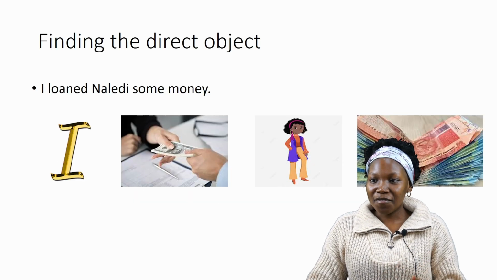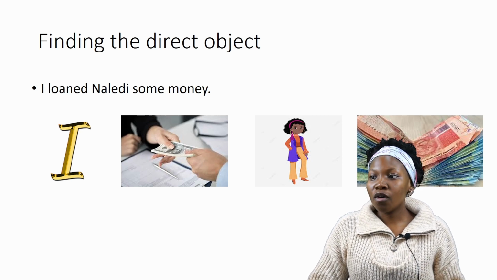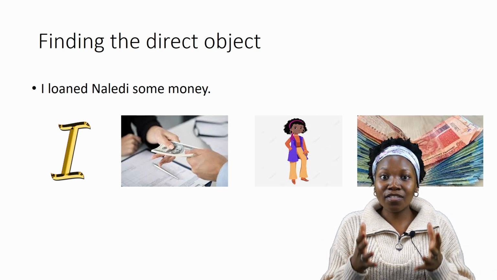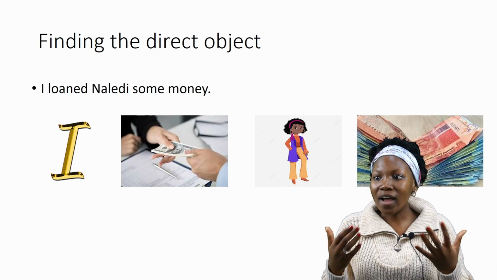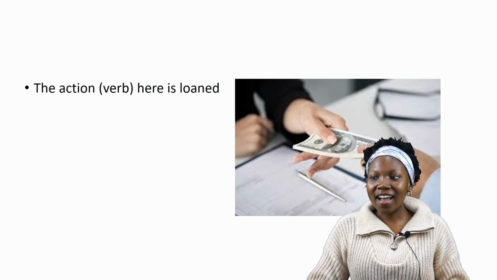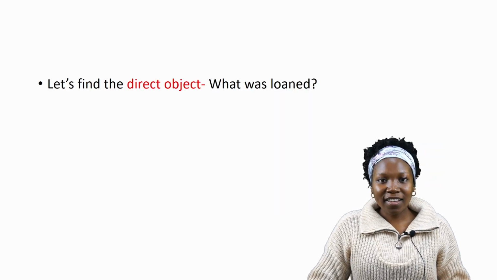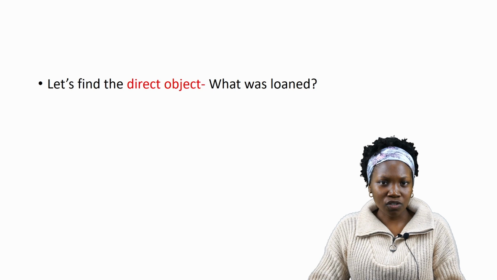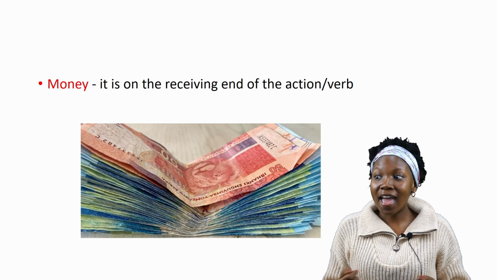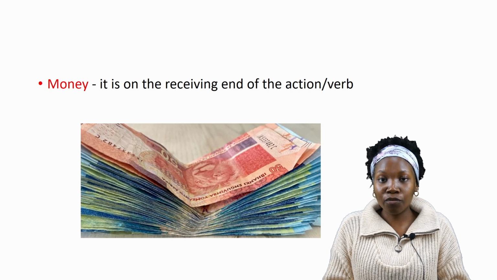So, first example, I loaned Naledi some money. Now, to find the direct and the indirect objects, we need to look at the verb first. So, what is the verb in the sentence? The action here is loaned, the giving. Right? Let's find the direct object. What was loaned? Right? What is the thing that's being loaned? Money is the thing that is being loaned, and therefore it is the direct object because it is on the receiving end of the verb.